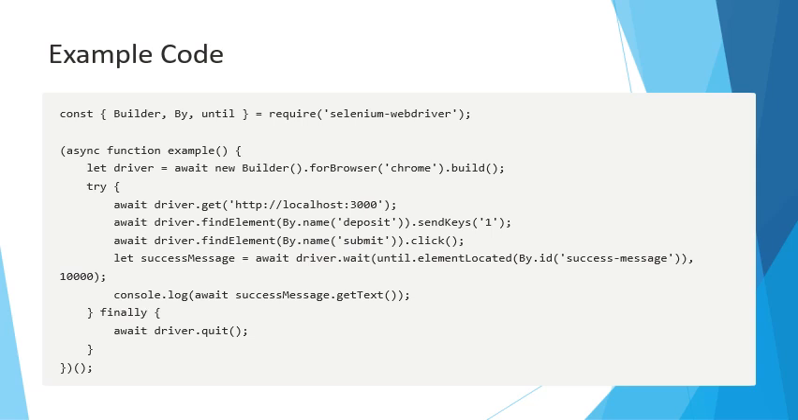We first import the Selenium WebDriver. We then create an asynchronous function and initialize the WebDriver. Then we navigate the browser to the local web application. Then we locate the element with the name attribute deposit, input the value 1, and then locate and click the element with the name attribute submit. Then we wait for the success message, log the text content of the success message, and quit the WebDriver.